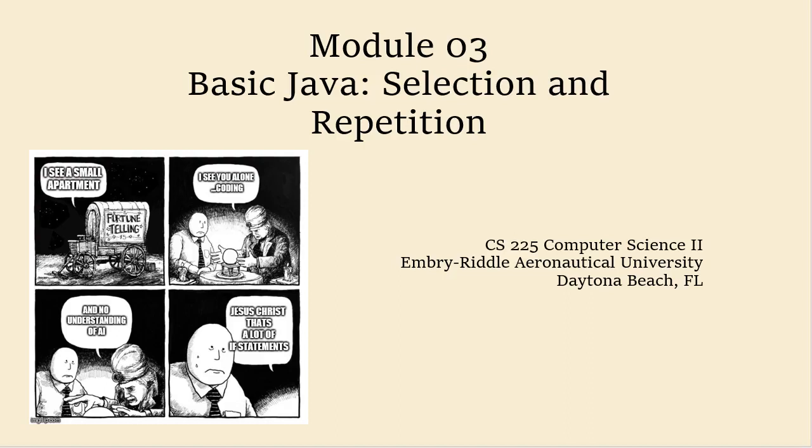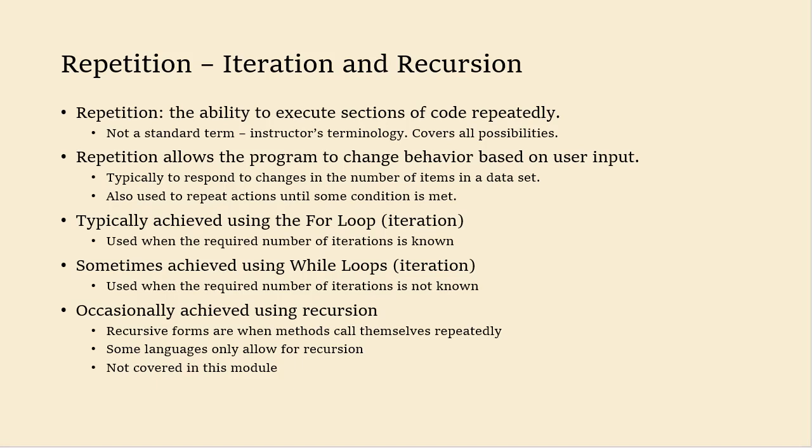Okay, let's continue on, and now we'll talk about repetition. Repetition occurs in two forms, iteration and recursion. Iteration is when one function performs an action over and over again, or calls another function over and over again. Recursion occurs when a function calls itself over and over again. We'll only talk about iteration right now.